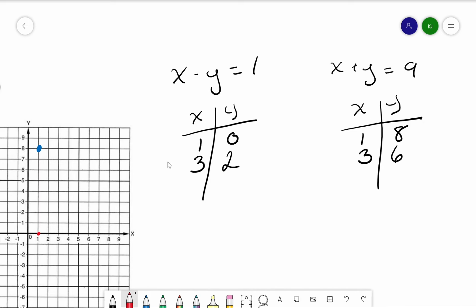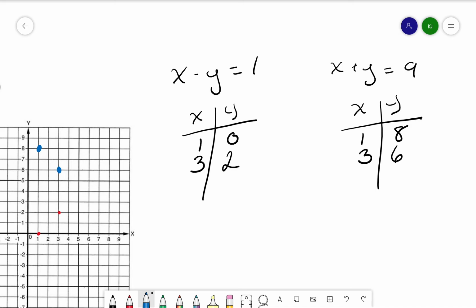So now we have 3 and 2, and we have 3 and 6. So it's pushing us a little bit closer, but I'm still not seeing very much overlap in them. So let's see if we can jump a little bit higher and see if that works any.